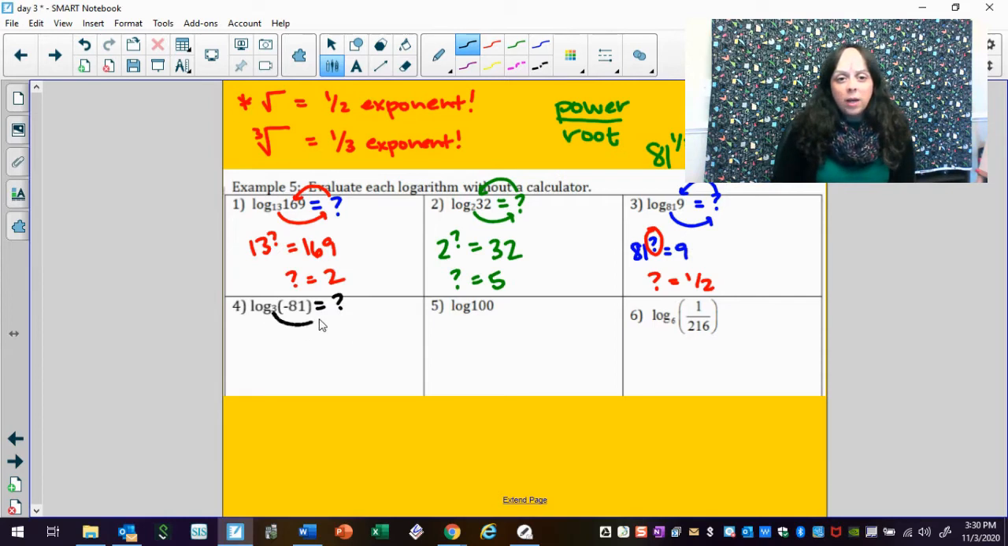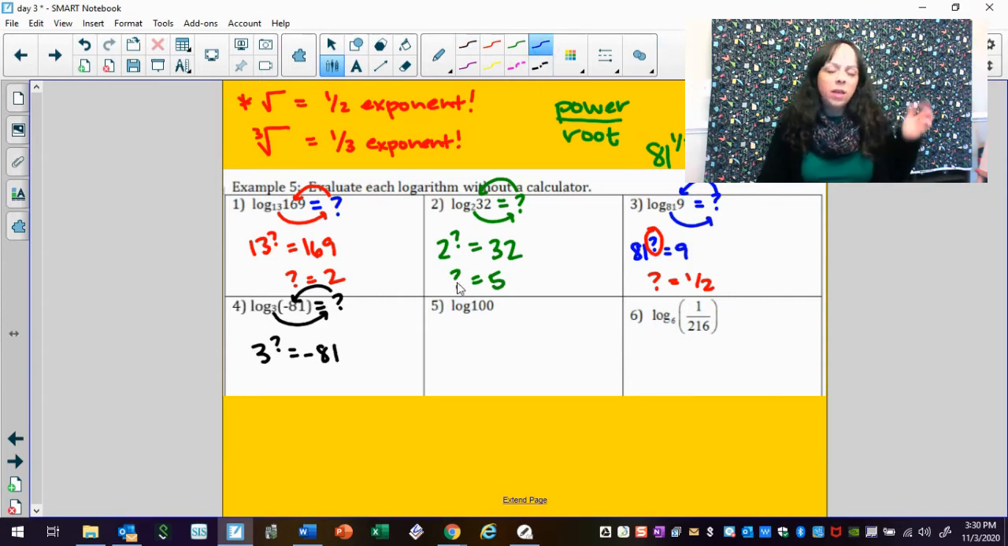This means 3 to what power gives me negative 81? Take a moment to think through that. Three to what power is negative 81? Well, let's see. Thinking about my powers of 3, 3 to the first is 3. 3 squared is 9. Times 3 again would be 27. Times 3 again would be 81, right? 3 to the fourth gives me 81.